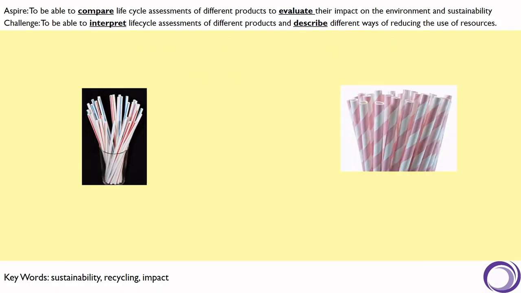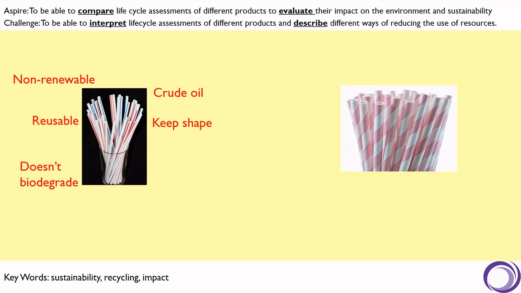So let's go through this a straw at a time. So the first thing you probably thought of, plastic is non-renewable. It's made from crude oil, which is finite, but plastic straws are reusable. They keep the shape, they don't biodegrade, however, they are much lighter, whereas paper straws, they are renewable, so they come from wood, which comes from trees, but they are only one use.